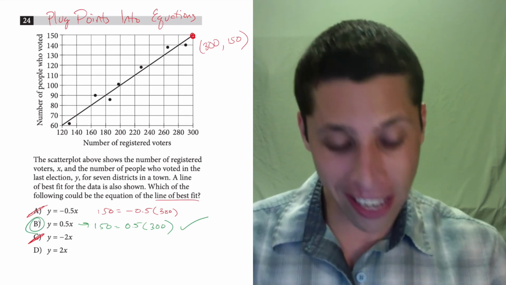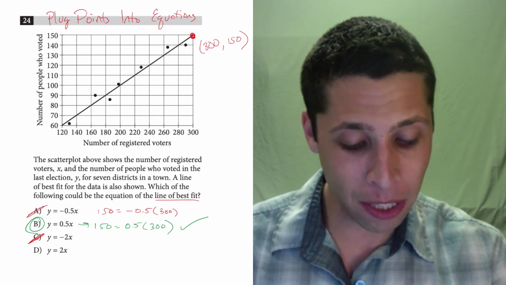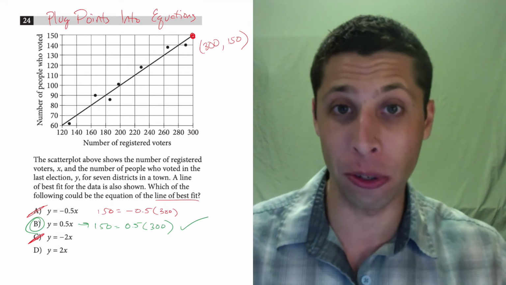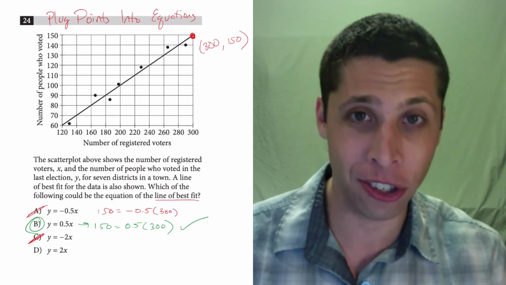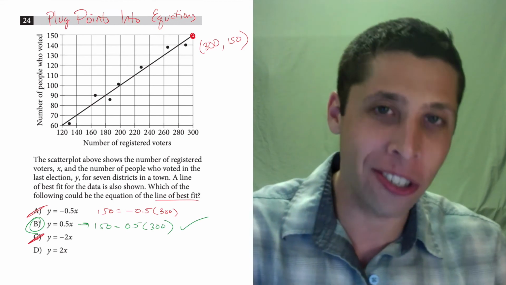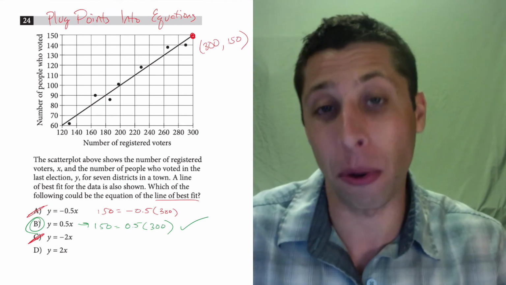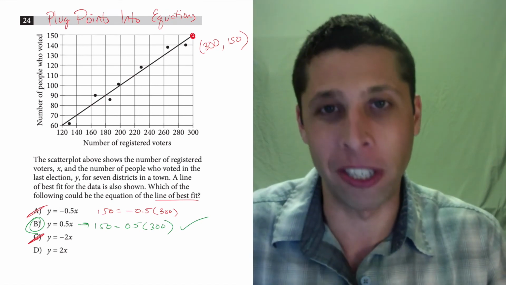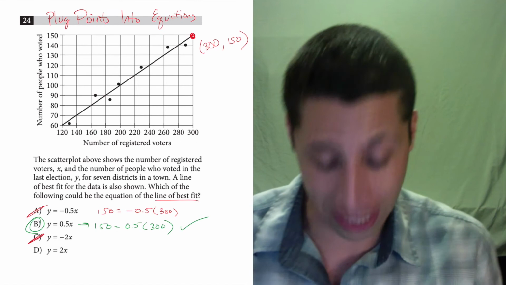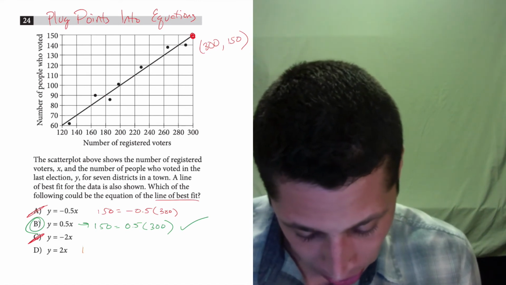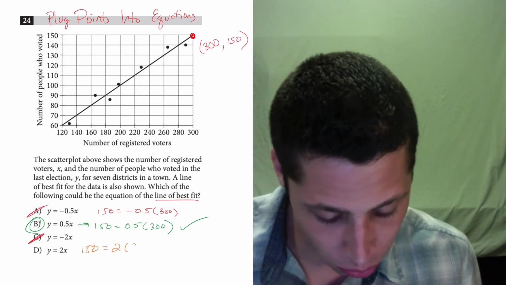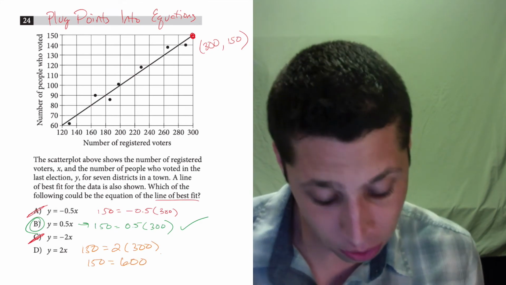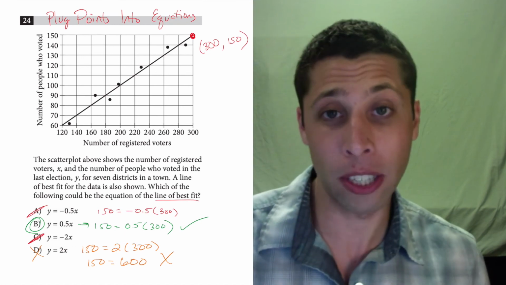Now, in this case, I know that D is not going to work, but I'm going to plug it in anyway for the sake of good habits, because sometimes when we have to use the plug points into equations strategy, they give us two equations where a point works in both of them. So it's better to take a little extra second and just reinforce a good habit that might save you points in another place. So it doesn't take long, right? 150 is equal to 2 times 300. Well, no, because 2 times 300 is 600, so that doesn't make any sense, leaving us with choice B.